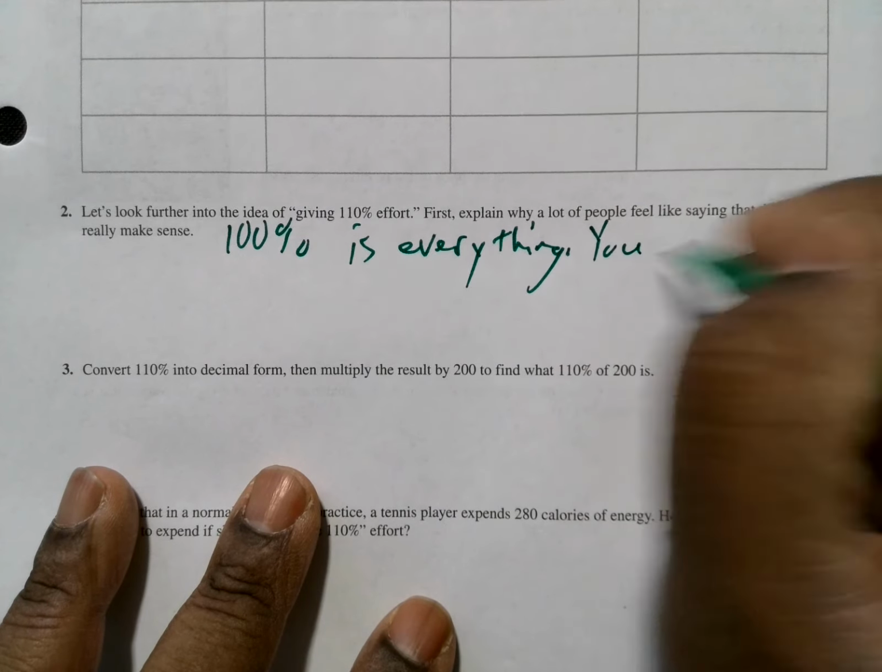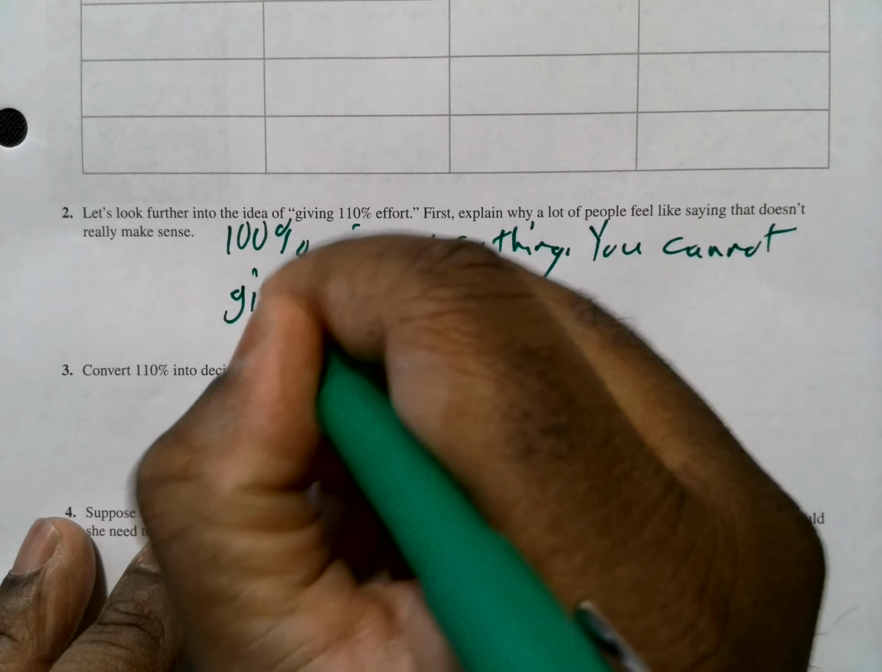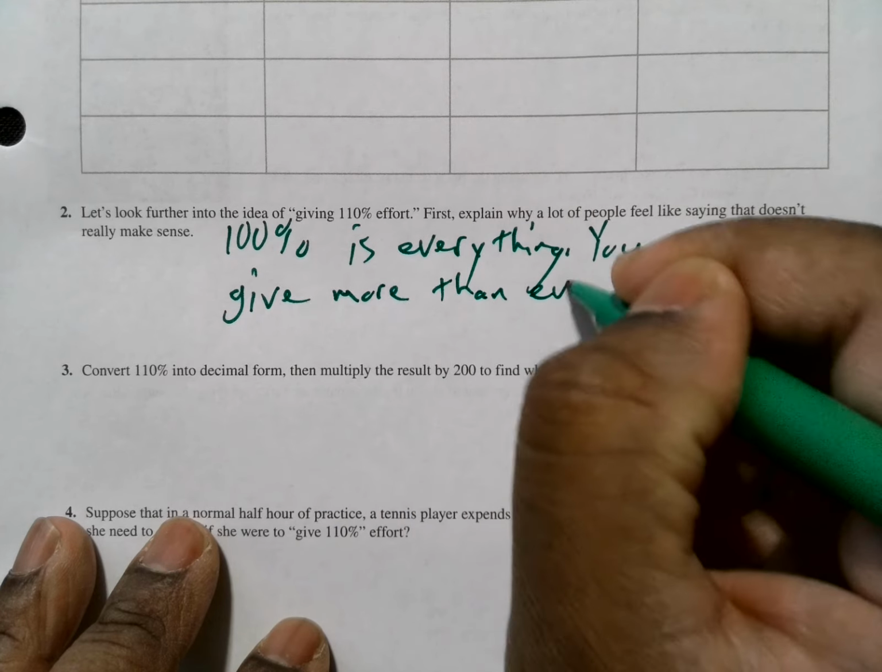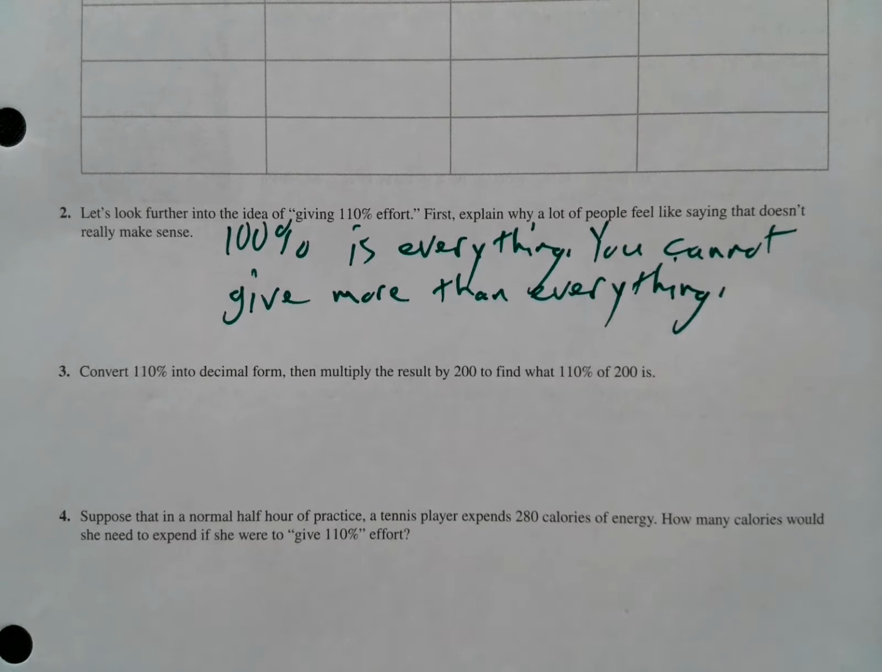You cannot give more than everything. Now, it sounds nice to say I gave 110%, but whatever you give is the max, and when you go up to what seems like above and beyond, that's still just 100% of your effort. You can't go past 100% as far as effort.